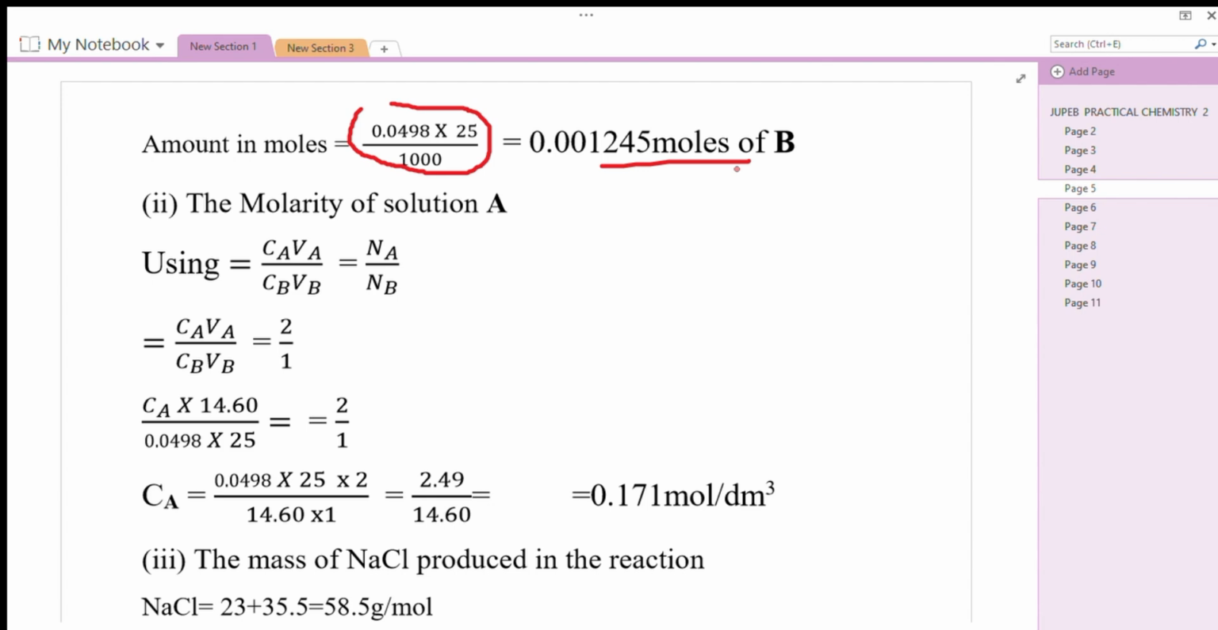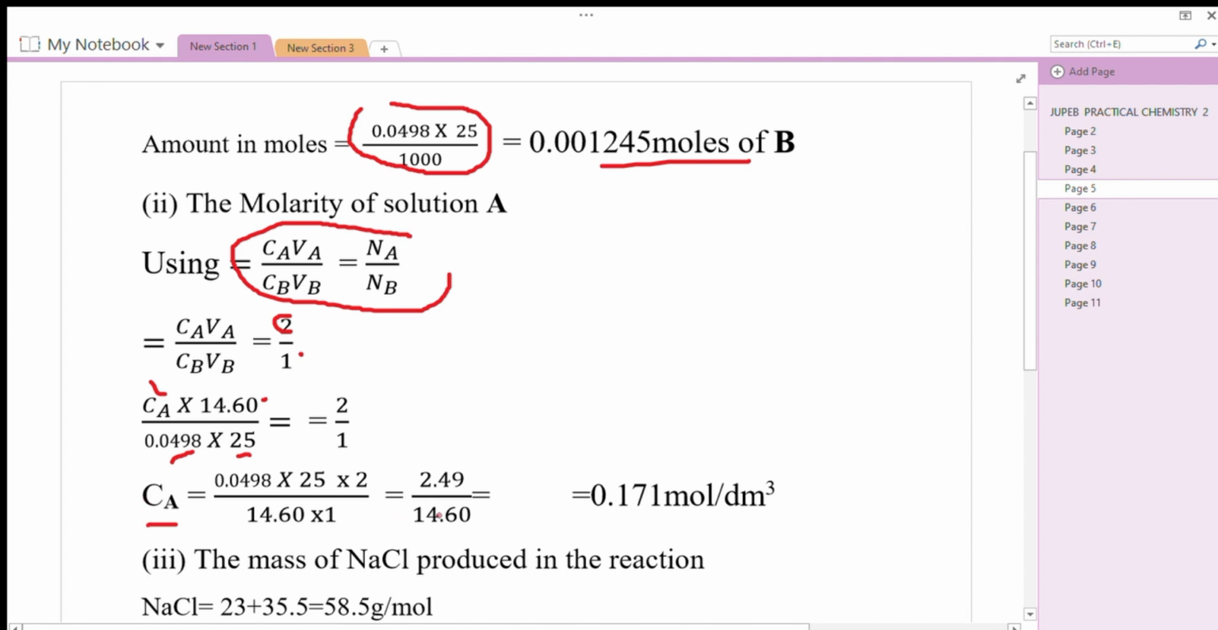The next question is what's the molarity of A? The molarity of A, we can use CaVa over CbVb for it. For acid and base, remember our mole ratio is 2:1. So I'm looking for Ca. I have my Va to be 14.6, that's the calculated value from the table. I have my value of base to be 0.098, and my pipette value is 25 cm cube. So I substitute all of that, then I make Ca the subject of the formula, then I have my final answer to be what? 0.17 mole per dm cube.